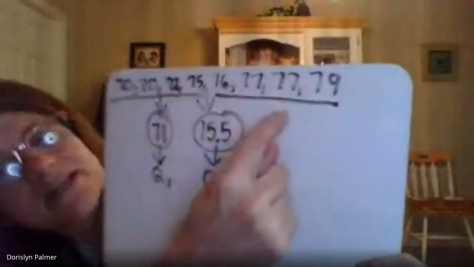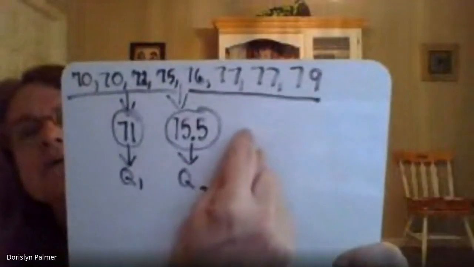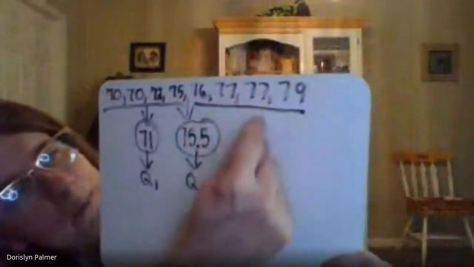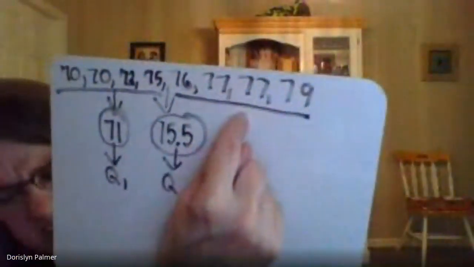76, 77, 77, 79. Nathan, which 2 numbers are in the middle of this upper 4 in our upper quartile? It's 77. Yeah, 77 and 77. So Nathan doesn't have any work to do. If he added them together and divided by 2, he would get 77. Lucky. Okay, so 77 is our upper quartile, or Q3.